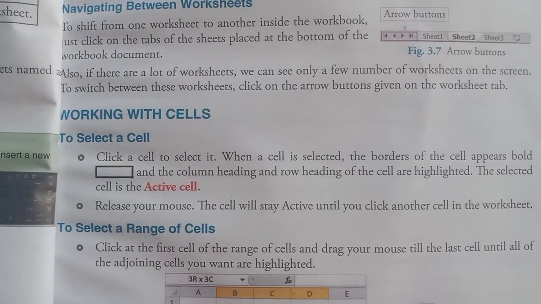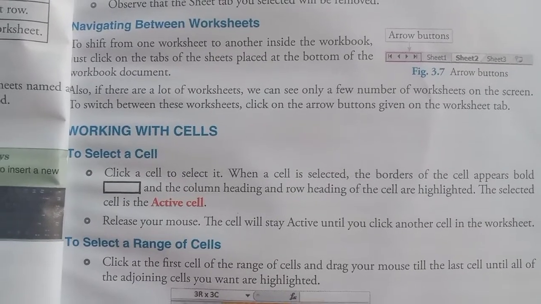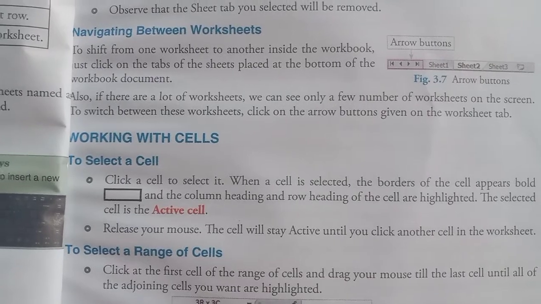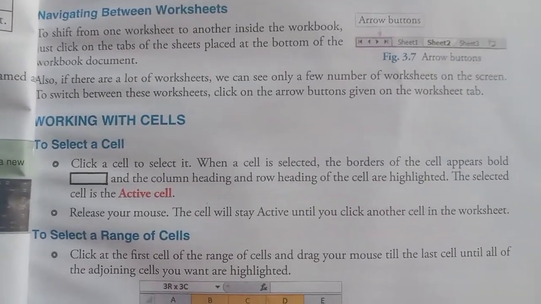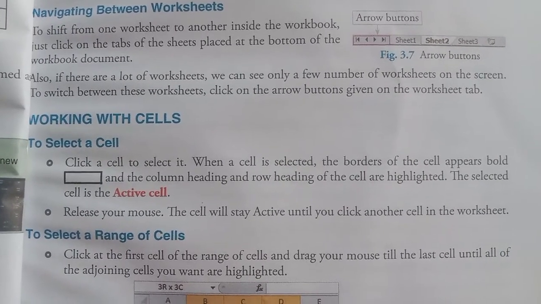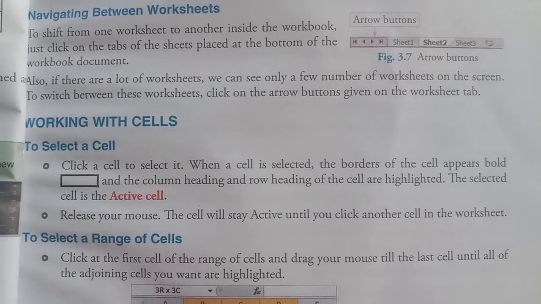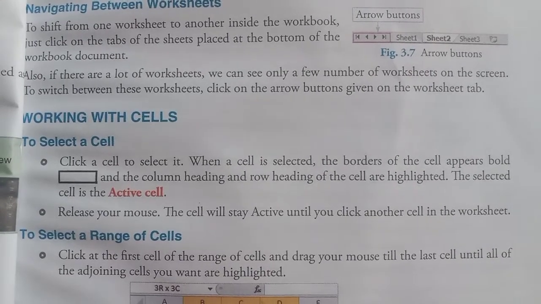Whenever we click on any cell, that one is called the active cell, and automatically the address of that active cell appears at the top of the screen. Release your mouse, and the cell will stay active until you click another cell in a worksheet. Until you select another cell, it stays active, right? So this one is called working with cells.